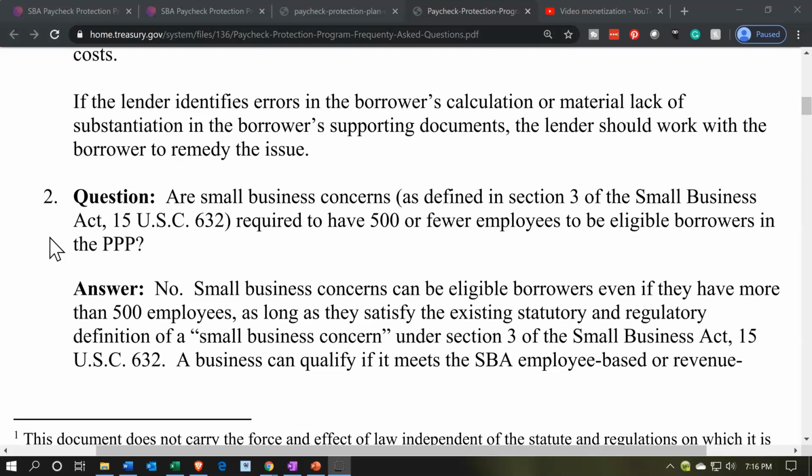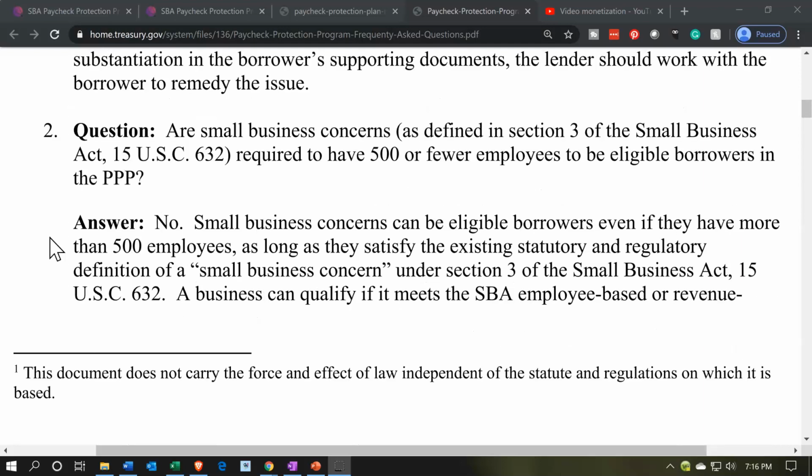2. Question. Are small business concerns, as defined in Section 3 of the Small Business Act, 15 U.S.C. 632, required to have 500 or fewer employees to be eligible borrowers in the PPP? Answer. No. Small business concerns can be eligible borrowers even if they have more than 500 employees, as long as they satisfy the existing statutory and regulatory definition of a small business concern under Section 3 of the Small Business Act, 15 U.S.C. 632.